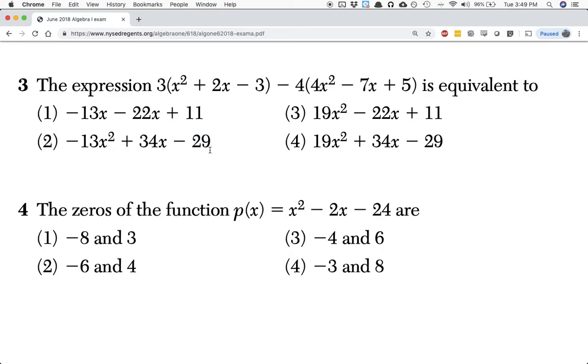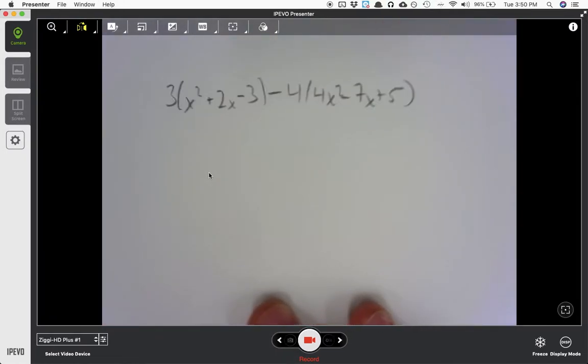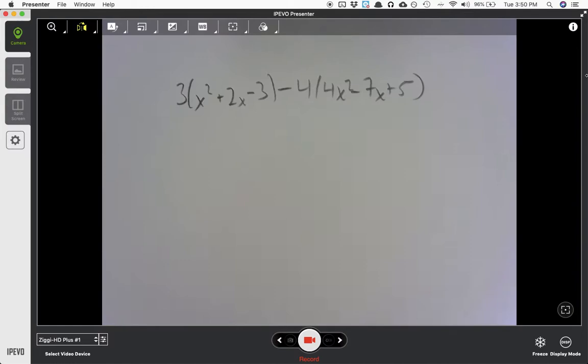Now, just to show you all the ways that you can possibly do this, we will also do it by hand and hope that we end up with answer choice 2 as our final answer. So let's do this. I'll check the answers later, but first let's just copy it down. It was 3x squared plus 2x minus 3, minus 4x squared minus 7x plus 5. Right now I'm just copying down on paper. We just have to do the work and distribute.